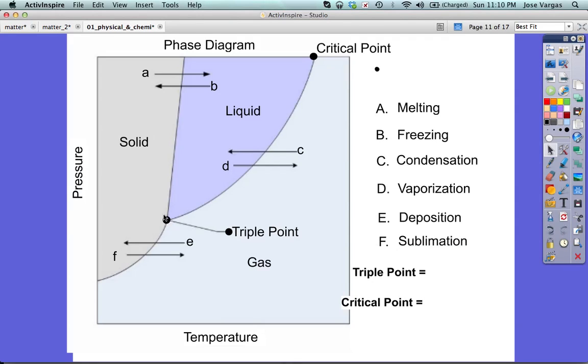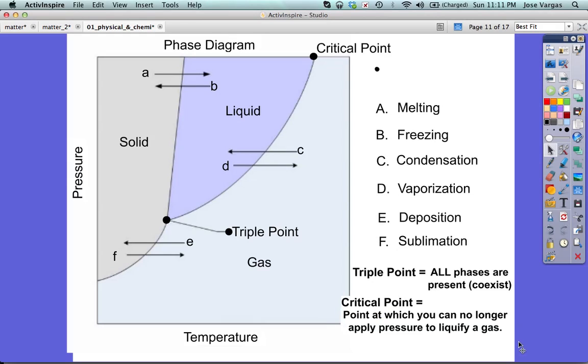Now at this point right here, we can have solid, liquid, or gas at the same time. So our substance is going to go into equilibrium, with all three at the same time. This is what we call the triple point. All phases are present; they coexist. And then one more point that I want to mention is the critical point. At this point, even if we start applying more pressure, we can no longer apply pressure to liquefy it. It doesn't matter how much we apply, we cannot liquefy a gas. It's just going to be at this point.